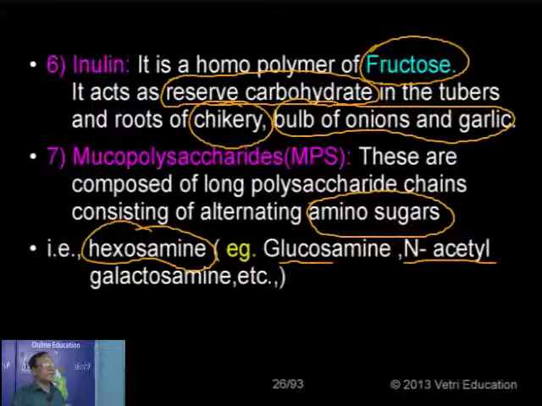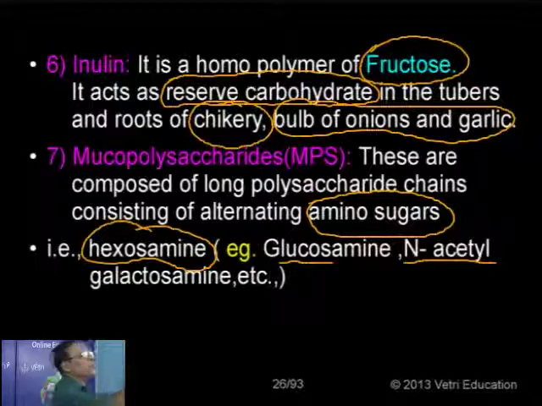Mucopolysaccharide is actually a combination of sugars and amino sugars. An amino group is formed along with the sugar molecule. That is why it is called amino sugar. The best example, the common name, is hexosamine. But we have different names for this hexosamine in different groups of compounds: glucosamine, N-acetyl glucosamine or galactosamine.